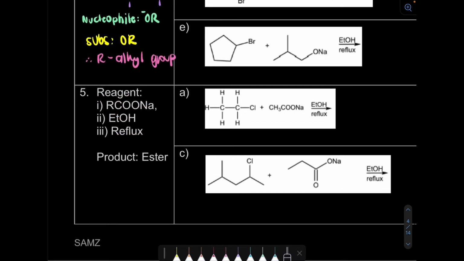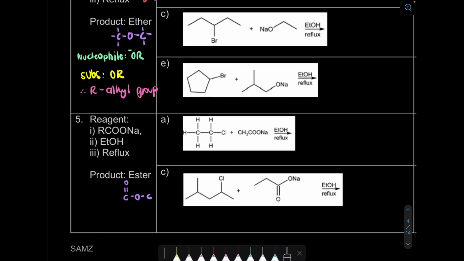Okay, so for this reaction, what we're going to form is actually ester. So what is actually ester? There is C double bond O with another carbon. The difference from ether is that it is still COC, but one of the carbons contains a double bond O. Remember, carbon must have 4 bonds. Oxygen only needs 2 bonds because it has 2 lone pairs.